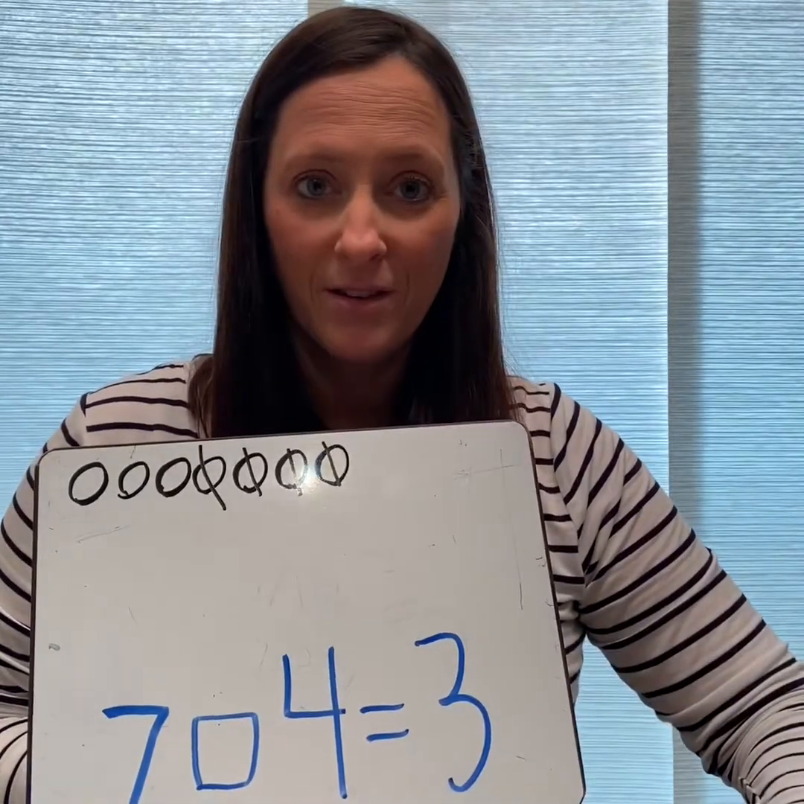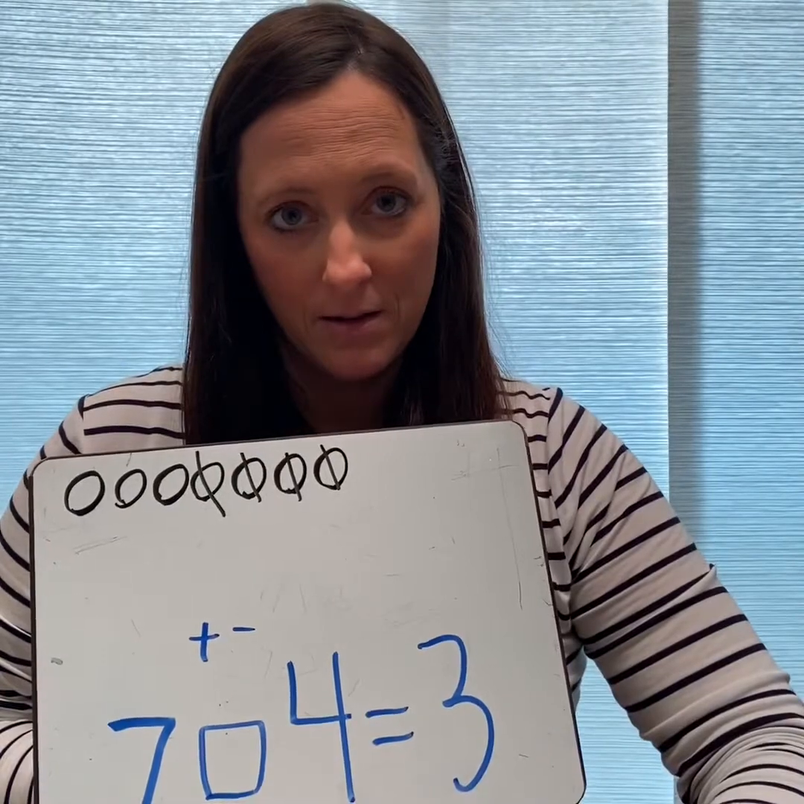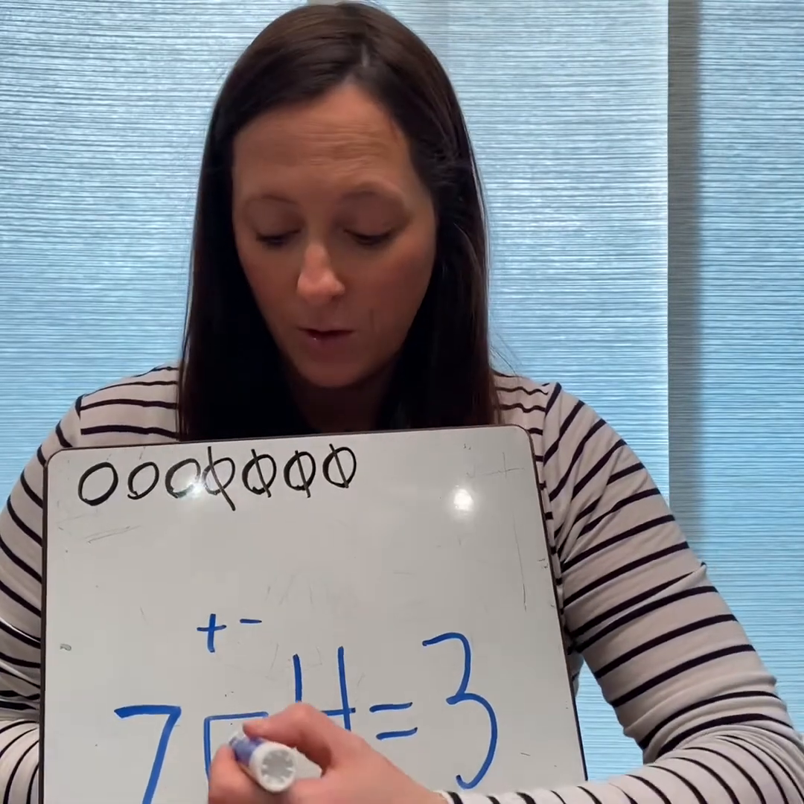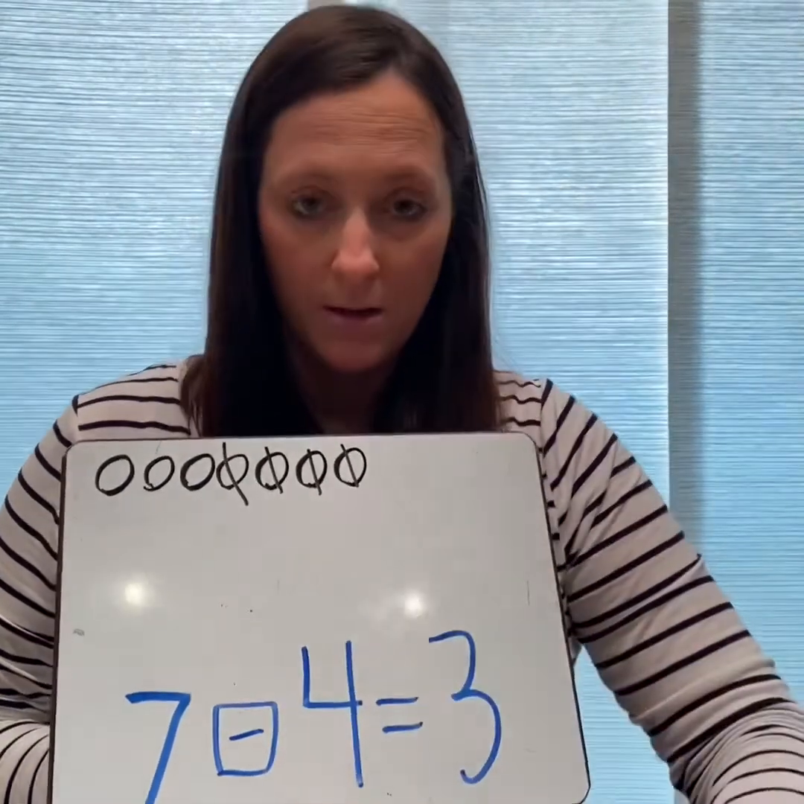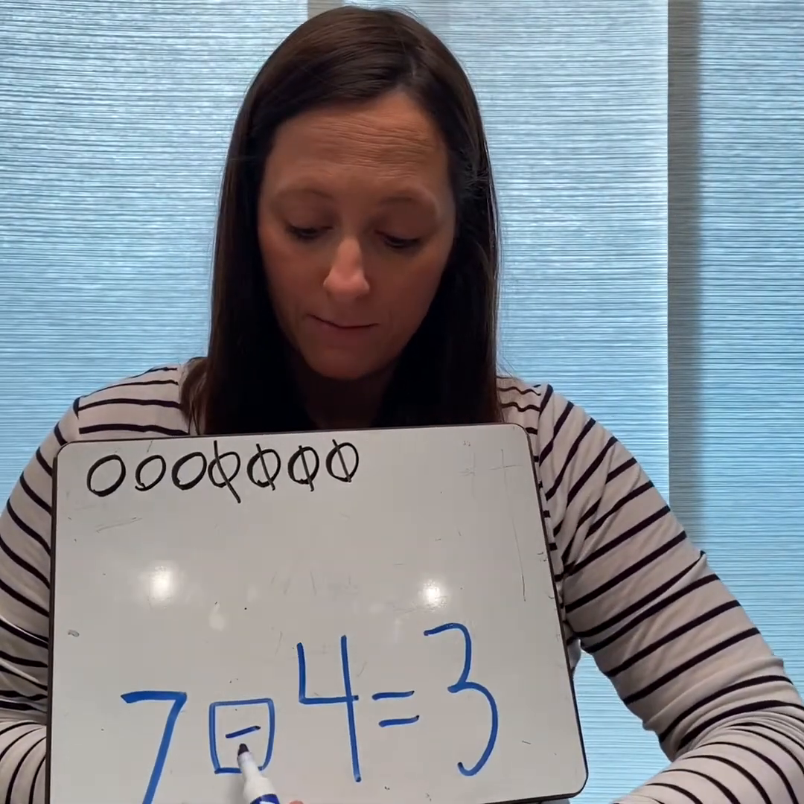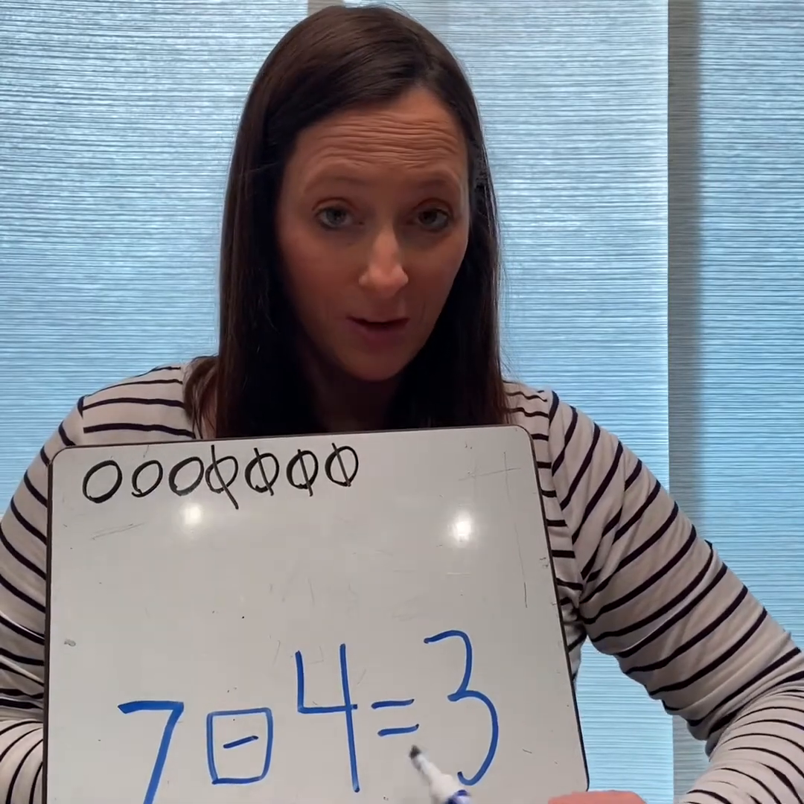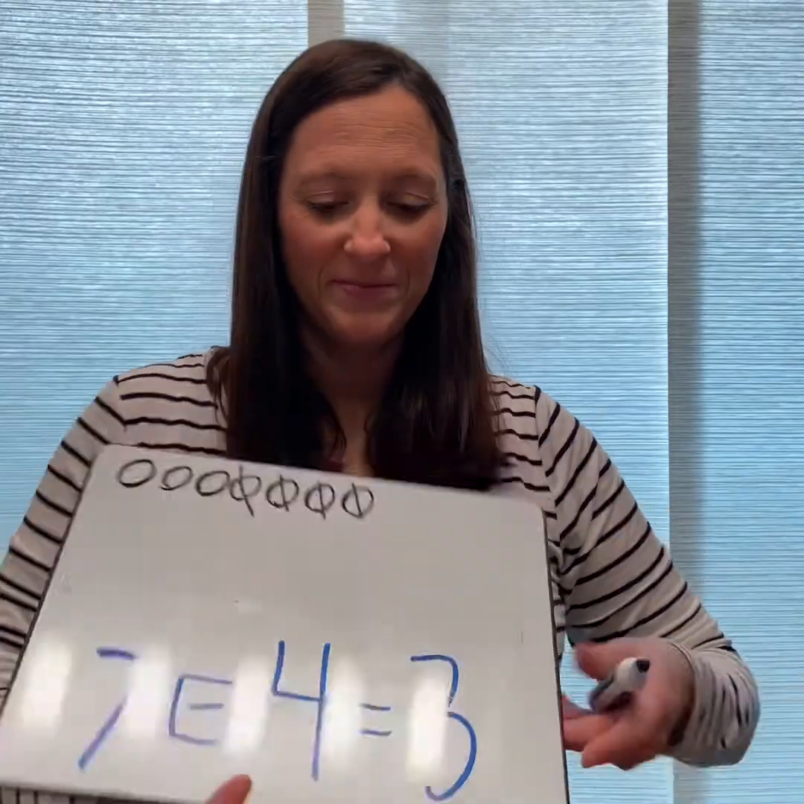3. Now, are we going to put a plus or a minus in that box? We're going to put a minus because we took away, we crossed off. Let's read our equation together. 7 minus 4 equals 3. Good work.